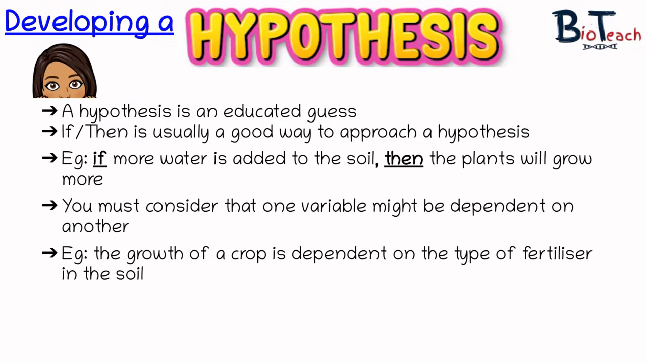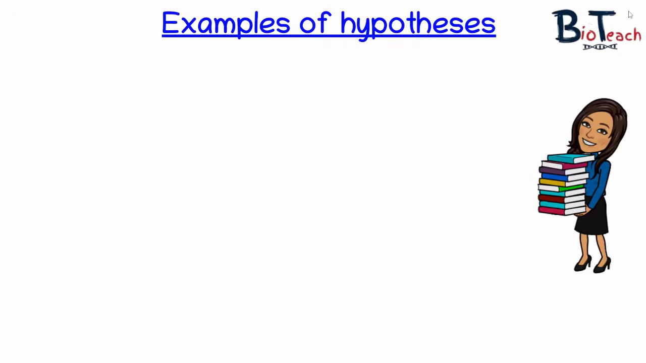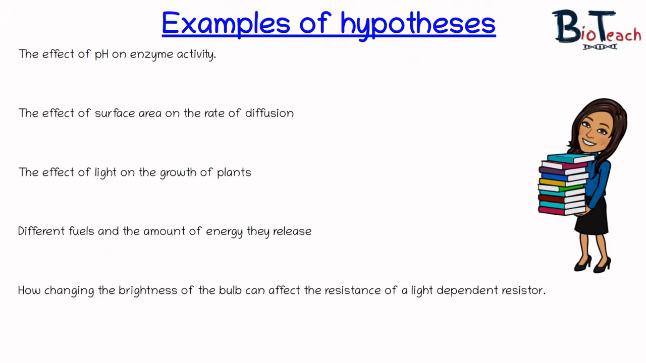You have to consider that one variable might be dependent on another. So for example, the growth of a plant is dependent on the type of fertilizer in the soil. So what I've done over here is given you almost titles of experiments. The first one is the effect of pH on enzyme activity. The second is looking at the effect of surface area on the rate of diffusion. Then you've got the effect of light on the growth of plants, different fuels and the amount of energy that they release. And the last one is how changing the brightness of a bulb can affect the resistance of a light-dependent resistor. What I want you to do now is to pause the video and write down a hypothesis for each of these experiment titles and see what you can come up with.